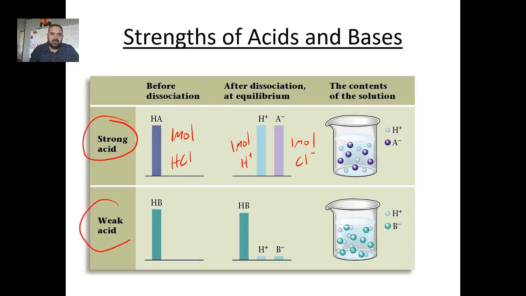Now weak acids, take a look at the weak acid. The weak acid, like hydrofluoric acid, HF is a weak acid. If we have 1 mole of it here, over here we're going to have 0.9 moles. And then here we're going to have 0.1 mole of H plus. And then we're going to have 0.1 moles of our spectator ion, which is F minus. Why not? So if you have 0.1 moles of H plus and 0.1 moles of F minus, you're going to produce 0.1 moles of HF.